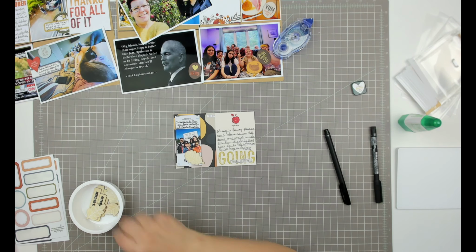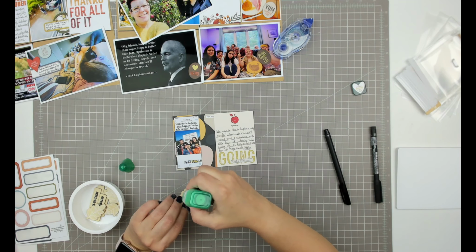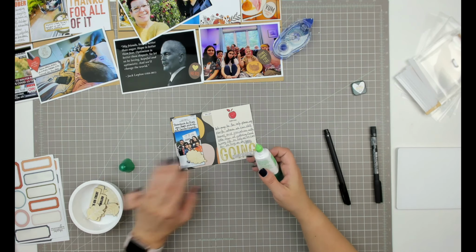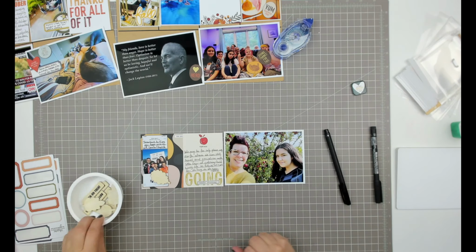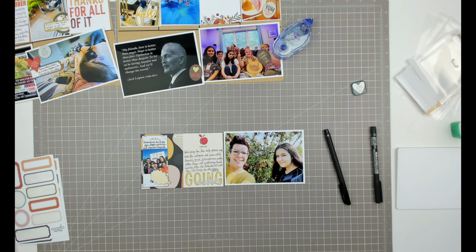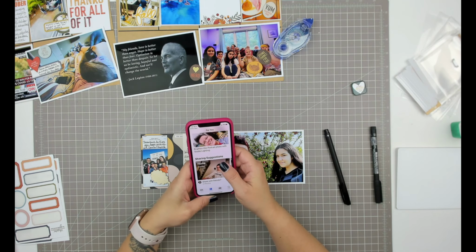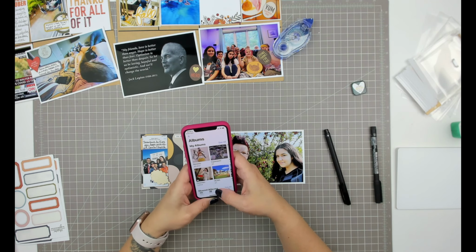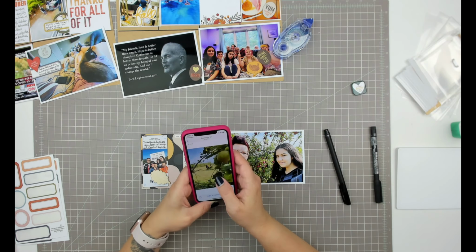And now I want to use one of these larger leaves. That big hunk of white at the bottom there was looking kind of ugly. So I just put a wood veneer leaf from the October or November Stories by the Month kit. And I'm just looking to see if I have more of those photos.